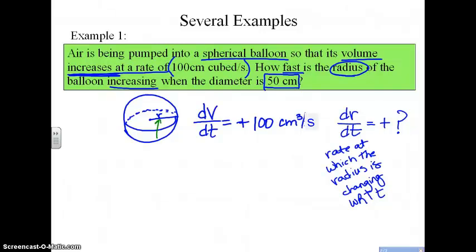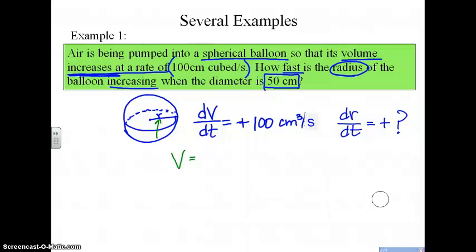So they haven't really told us what the volume was or what the radius was. They've just told us the rates at which things are changing. They gave us one rate, and they're asking us to find a related rate. They give us one more piece of information. They want to know specifically what the rate of change of the radius is when the diameter equals 50 centimeters. So now we have to find a way to relate the volume and the radius of a sphere.